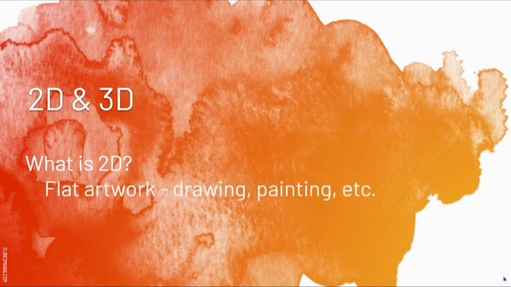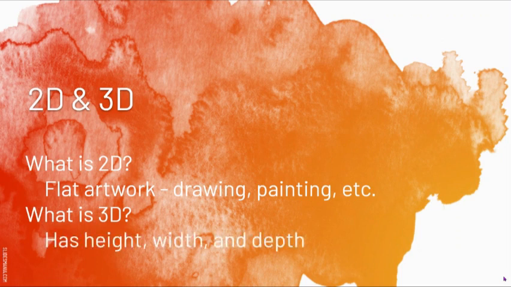First of all, let's talk about 2D and 3D. So, what do you think a 2D artwork is? A 2D artwork is any flat artwork, drawing, painting. Even though they technically have a third dimension, they are considered 2D, they are flat. What is 3D then? 3D artworks have height, width, and depth.